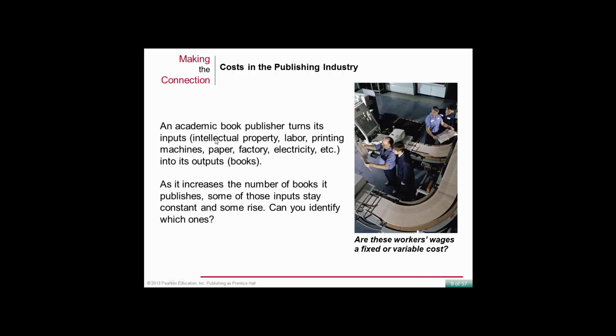So I would say paper is variable depending on the number of books. Factory, fixed. Intellectual property. So if you're buying this intellectual property, it doesn't matter if you sell 1 book or 10. Fixed. Labor depends on whether they're salaried or hourly. Salaried employees are a fixed cost, pretty much. And hourly employees only work when there's work to be done. Printing machines, fixed cost. Electricity varies with output.